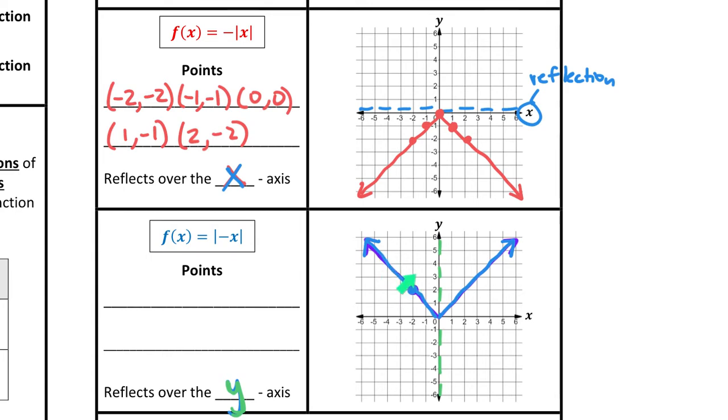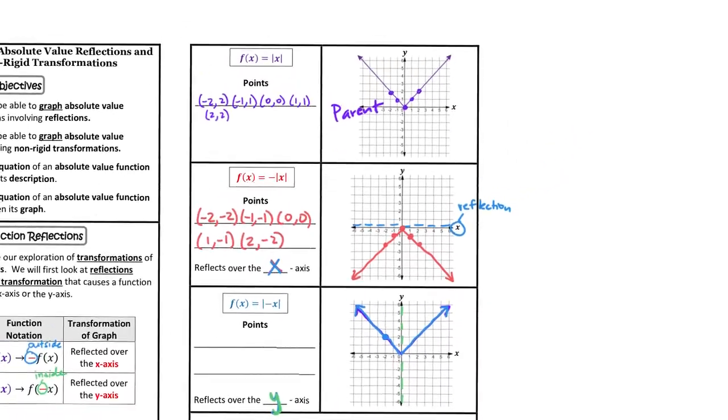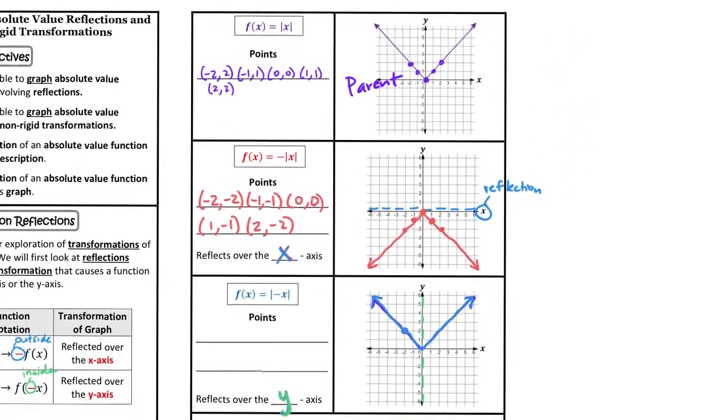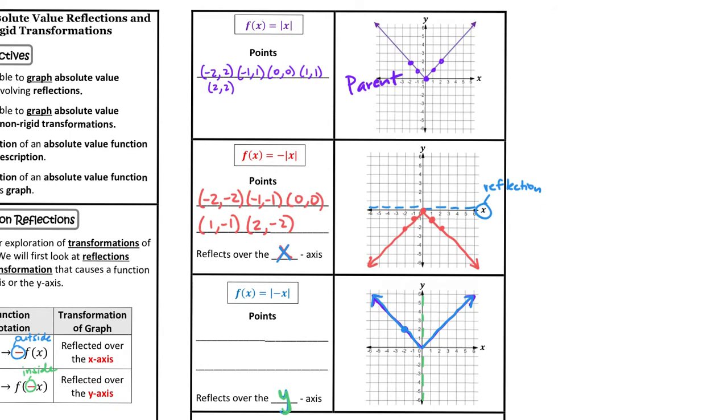This is the reflection over the y-axis, which is the same as the original parent function. So the points for the reflection, if I zoom out so we can see the whole picture, this is the parent function up here on the top. If I reflect over the y-axis, I get the same graph. So the points are going to be the same.